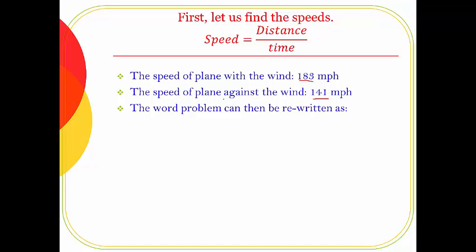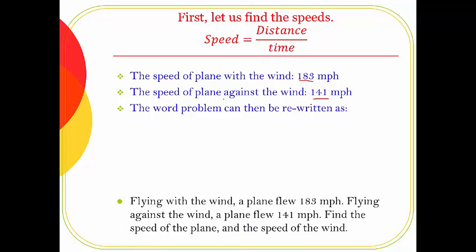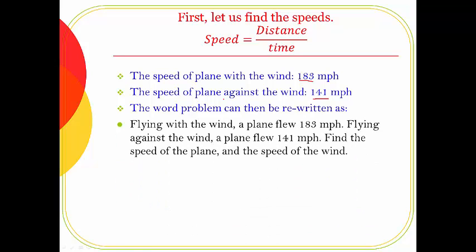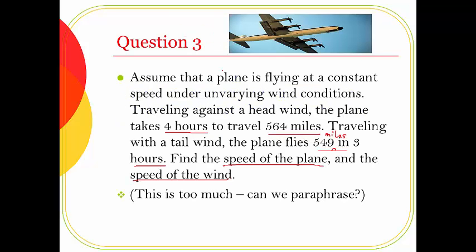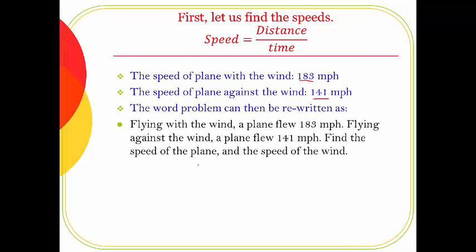So we can now rewrite this word problem. We can rewrite it as: flying with the wind, a plane flew 183 miles per hour. Flying against the wind, a plane flew 141 miles per hour. Find the speed of the plane and the speed of the wind. So you see now that this big word problem, these big sentences, we have reduced it to just this.